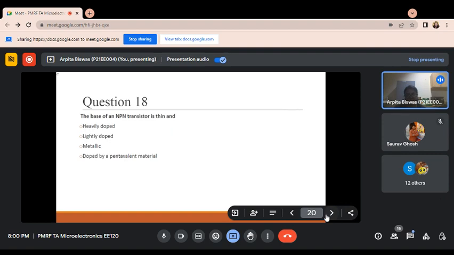I think we previously discussed this question. Which region is doped how? Can anyone explain a little bit about the base region and the collector or emitter region? Basically, the doping levels are: the emitter should have the maximum doping, the base should be lightly doped, and the collector is moderately doped.